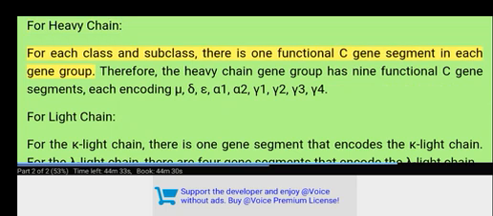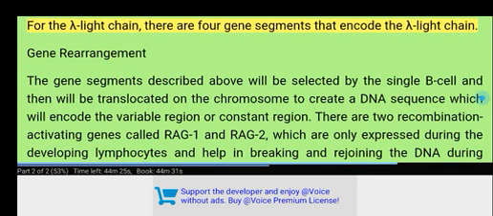For the heavy chain, for each class and subclass, there is one functional C gene segment in each gene group. Therefore, the heavy chain gene group has 9 functional C gene segments, each encoding mu, delta, epsilon, alpha 1, alpha 2, gamma 1, gamma 2, gamma 3, gamma 4. For the light chain, for the kappa light chain, there is one gene segment that encodes the kappa light chain. For the lambda light chain, there are 4 gene segments that encode the lambda light chain.